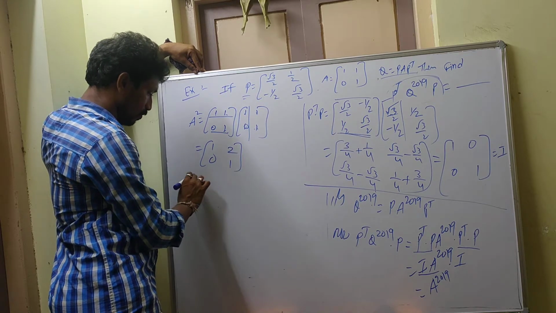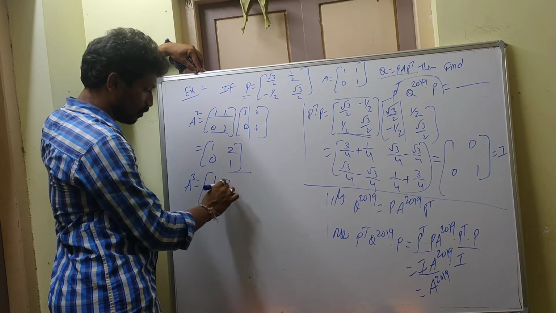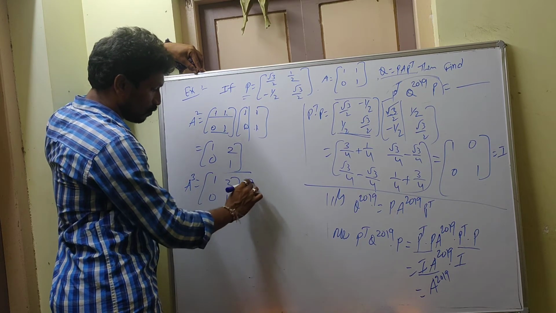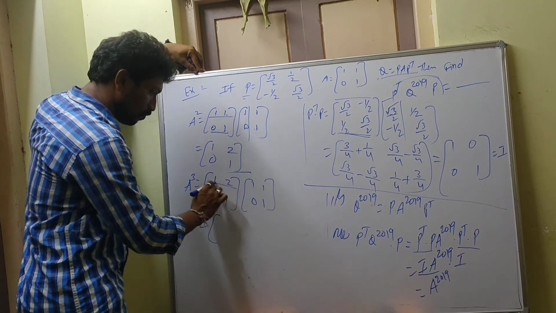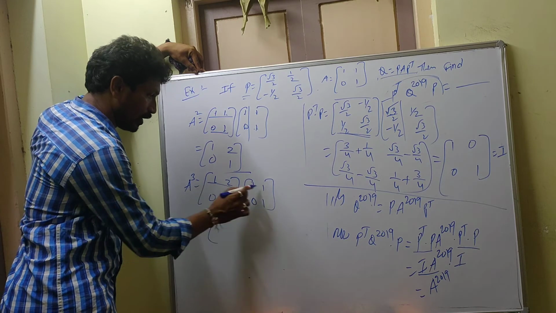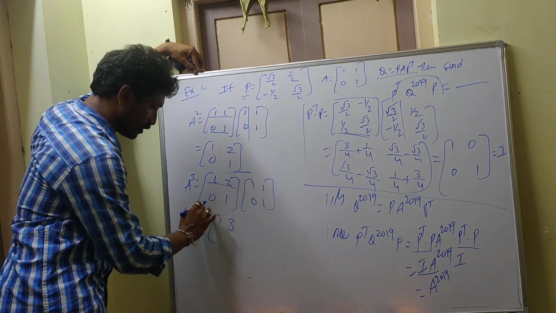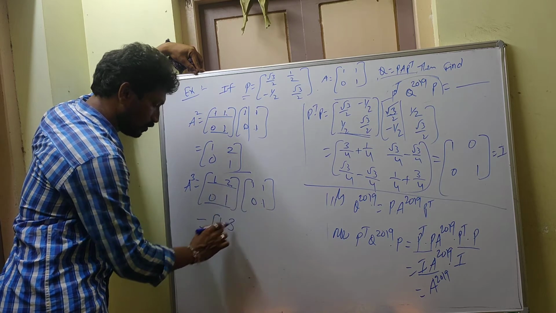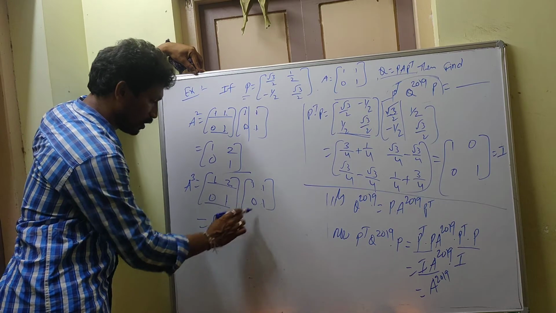Next go for A cube. A cube means A square into A. A square means 1 2 0 1, into A means 1 1 0 1. Again multiply. 1 into 1, 1, plus 2 into 0, 0, so total 1. 1 into 1, 1, plus 2 into 1, 2, 1 plus 2, 3. Next 0 into 1, 0, 1 into 0, 0, 0 plus 0, 0. 0 into 1, 0 plus 1 into 1, 1.